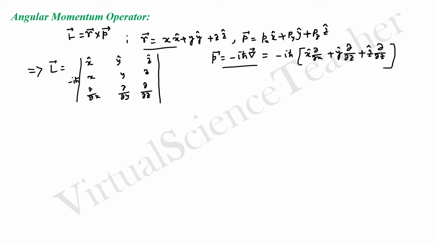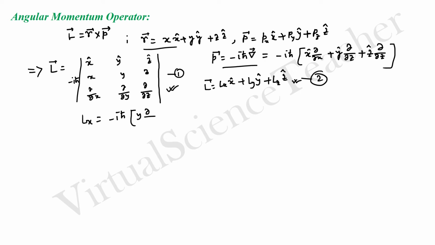Okay, now L can also be written as Lx into x unit vector, Ly into y unit vector, Lz into z unit vector. I am just performing this determinant and comparing with the unit vectors of both sides, that means equation 1 and equation 2. So this will give us Lx equals minus i h cut y del del z minus z del del y. I am not performing the determinant here, because I think you already know how to solve the determinant. Well, so what happens for Ly?